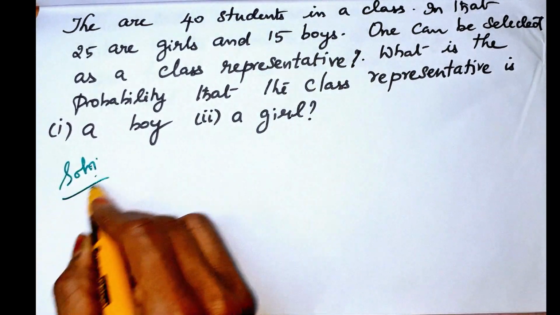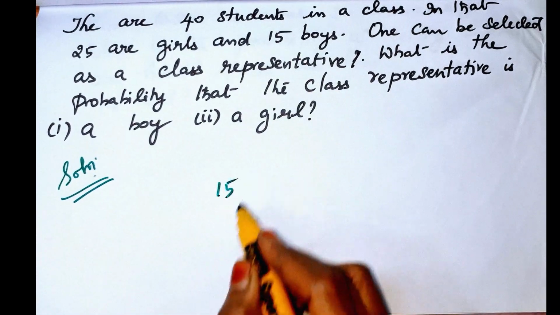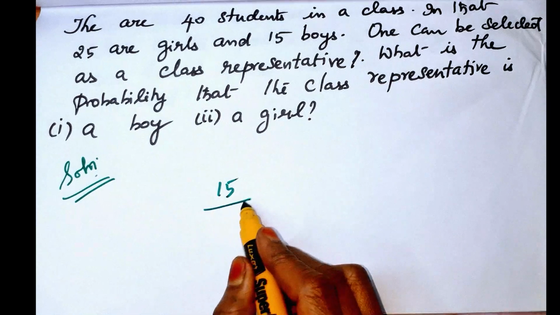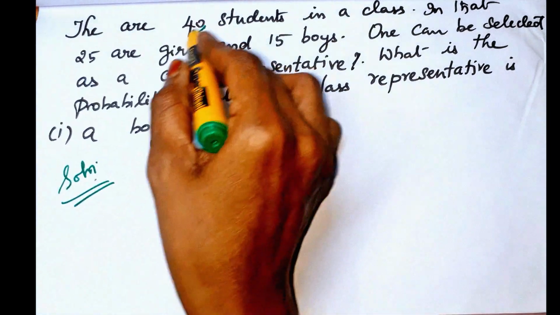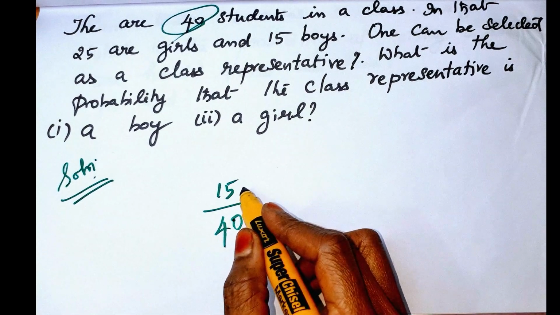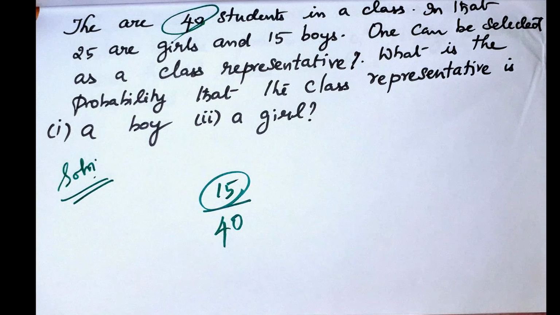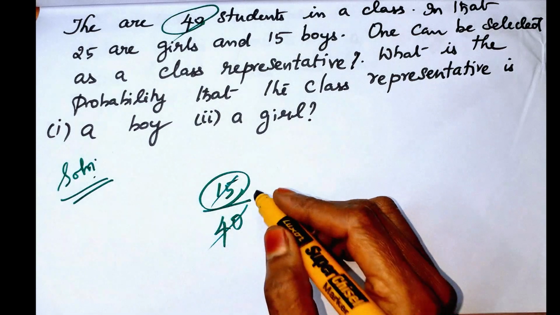How many boys are there? 15 boys. In that we are going to take one boy. So 15 by total number of students are 40. Totally we have 40. In that if I want to select one boy means out of this 15 only I have to select. So 15 by 40. When I simplify this, what is the answer we are getting?